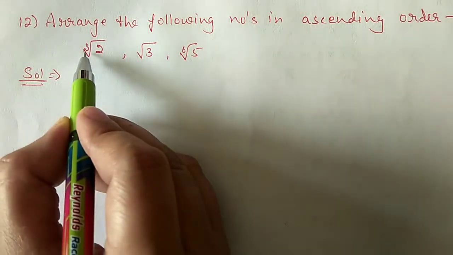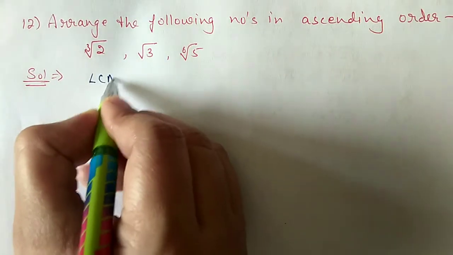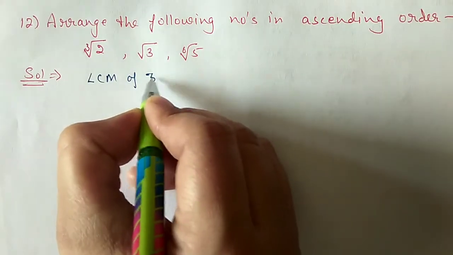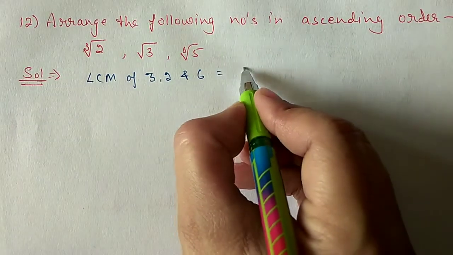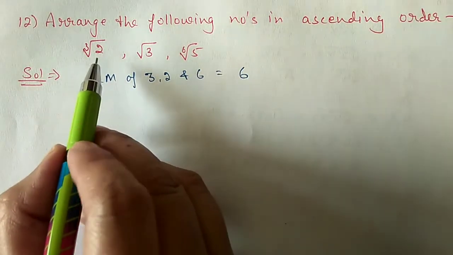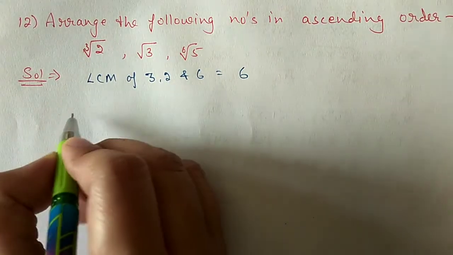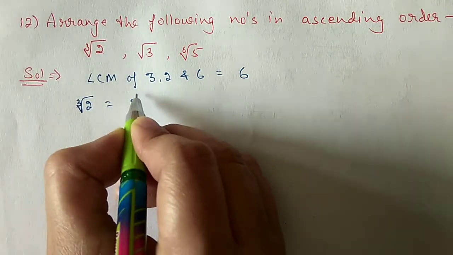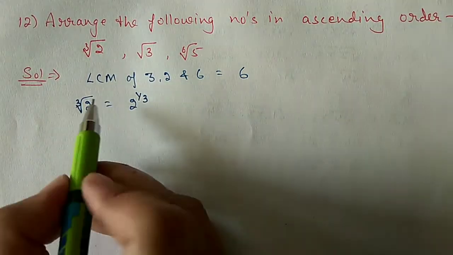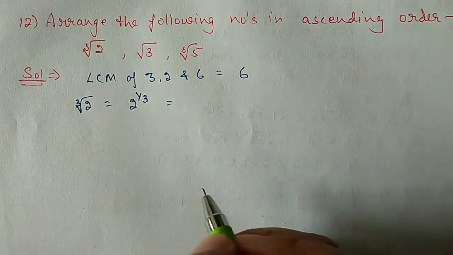So here the orders are 3, 2 and 6. We will take the LCM of 3, 2 and 6. LCM of these three numbers will be 6. So it means we have to change all these numbers into order 6. First number we have is cube root of 2, which we can write as 2 to the power 1 by 3.